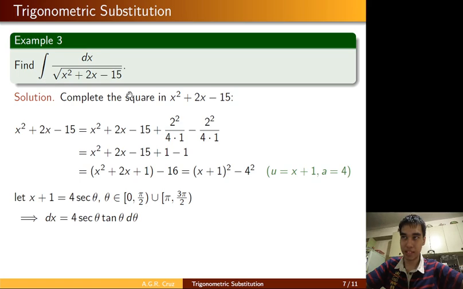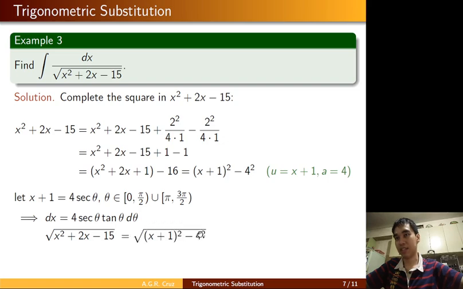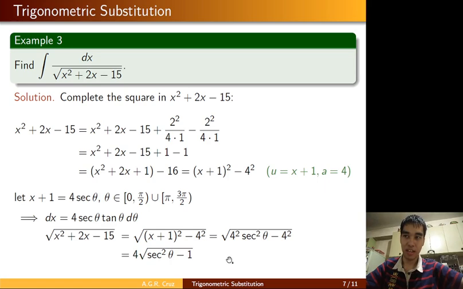Let's now consider this one. Let's now express this in terms of theta. So the square root of this one, remember this trinomial when we completed the square, it's equal to this. Right? So this one is just equal to this. Then if you now replace x plus 1 with 4 secant theta, what do you get? So x plus 1, that's 4 secant theta. You square the result, you get 4 squared times secant squared theta, and then minus 4 squared. Okay? And then factor out 4 squared, you get 4 squared times secant squared theta minus 1. And of course, the square root of 4 squared is 4. And then times this one.